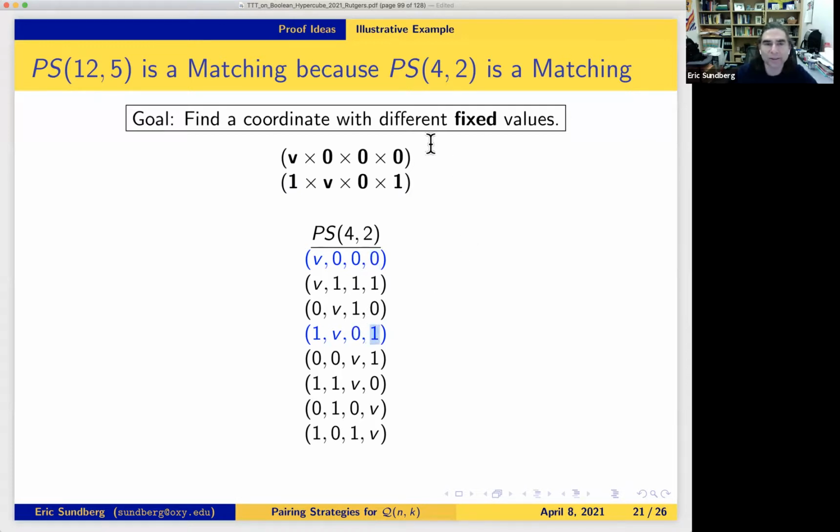We lift that back to the Cartesian product sets. That means there's a bin where one of the Cartesian product sets uses only even parity vectors, and the other Cartesian product set uses only odd parity vectors. So no matter what we choose from this bin and no matter what we choose from that bin, since the even parity vectors and odd parity vectors are disjoint, we're guaranteed that we have 2 different bit strings in that 4th bin. And so there will be a coordinate where one of them has a 0 and the other has a 1. So, really nicely, again, PS12.5 exploits the fact that PS42 was a matching to get that PS12.5 was a matching.